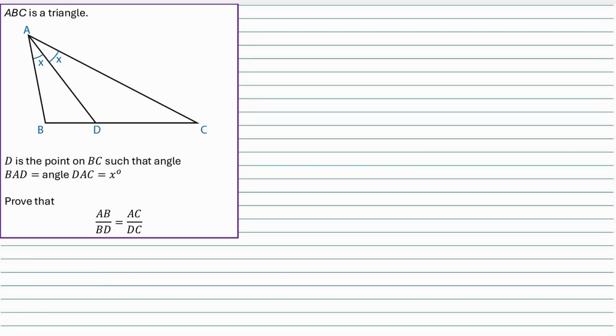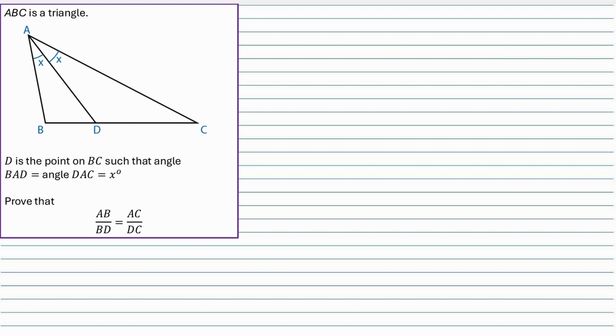Hi everybody. So here we've got a fantastic question involving the area of triangles and proof. We've been given this triangle ABC and we've got these angles here are equal. We need to prove that AB over BD is equal to AC over DC.